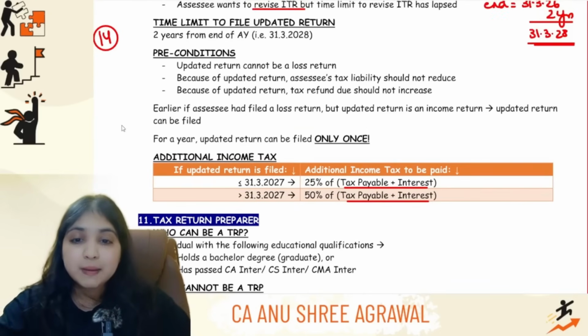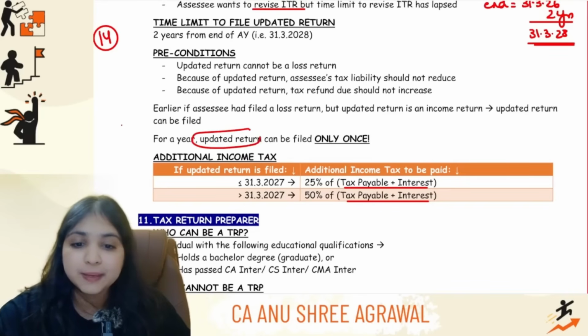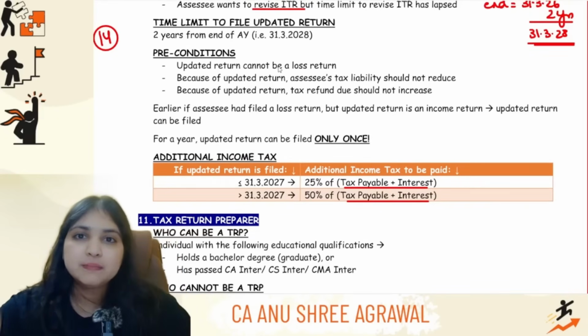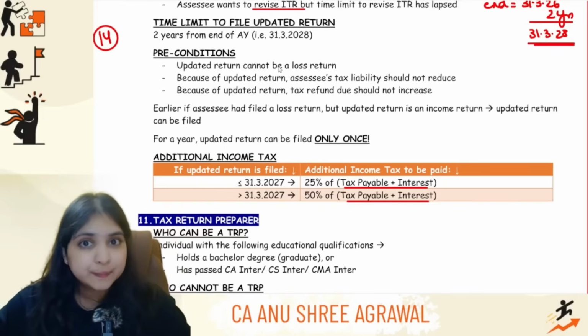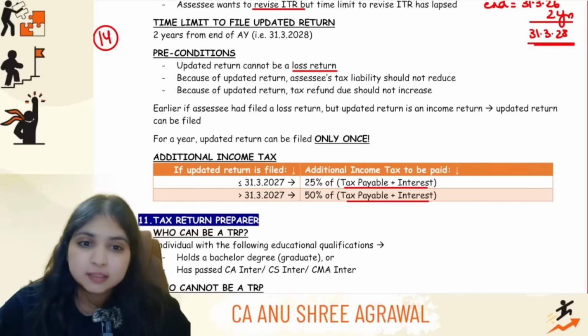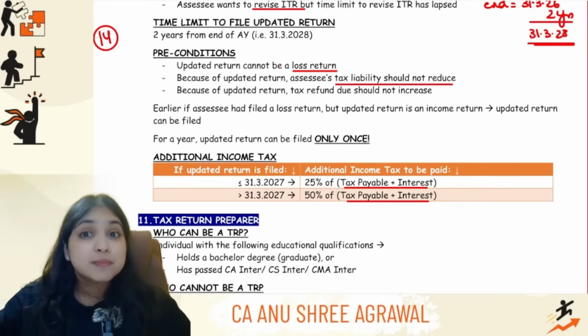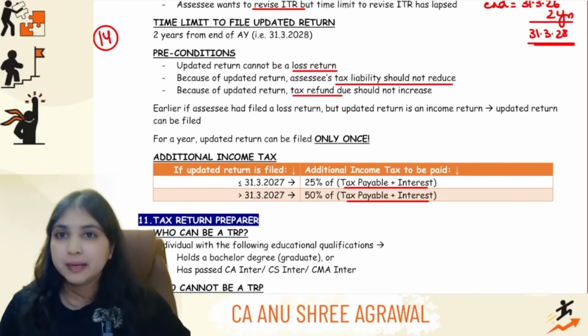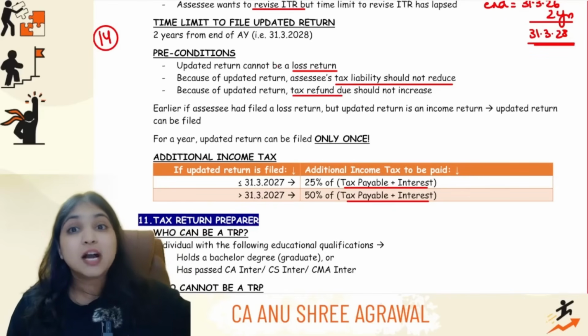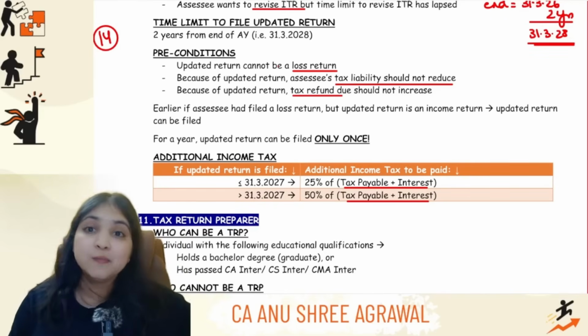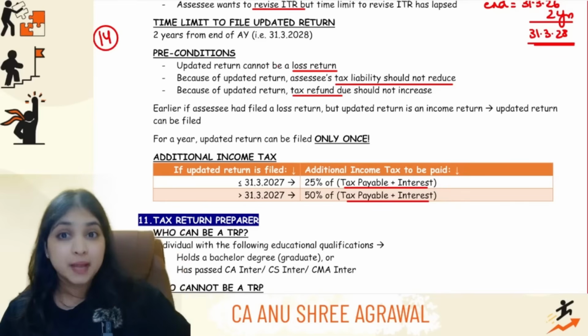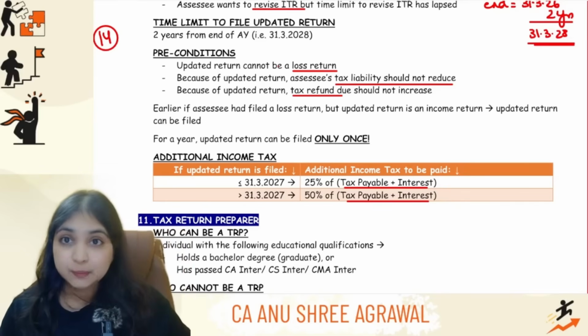Then remember very carefully, for 1 year you can file updated return only once. Always remember, because of updated return, the government should benefit. So if your updated return is a loss return, not allowed. Updated return cannot be a loss return. If because of updated return your tax liability is reducing, you can't file updated return. If because of updated return you become entitled for a refund, you cannot file updated return. The government should have more tax inflow. Only then will updated return be allowed.